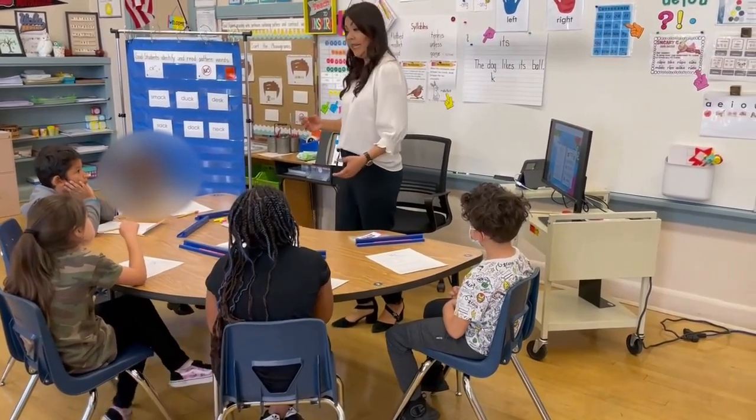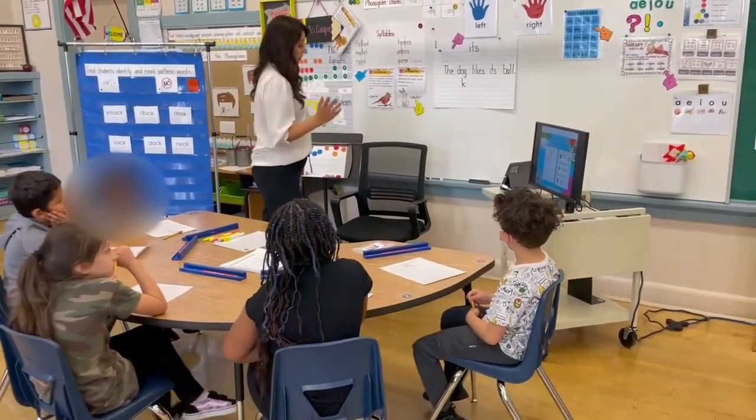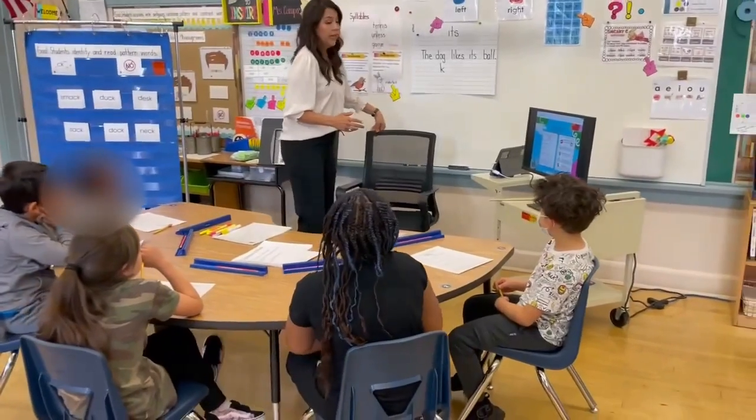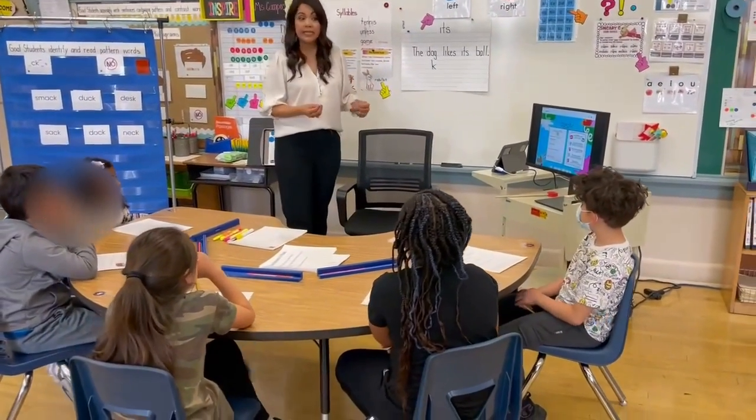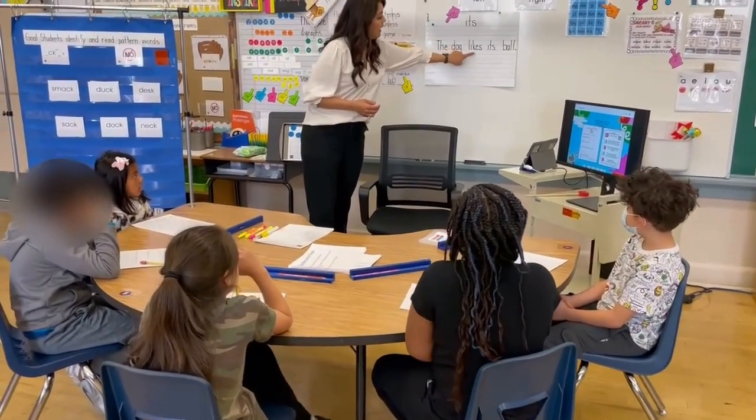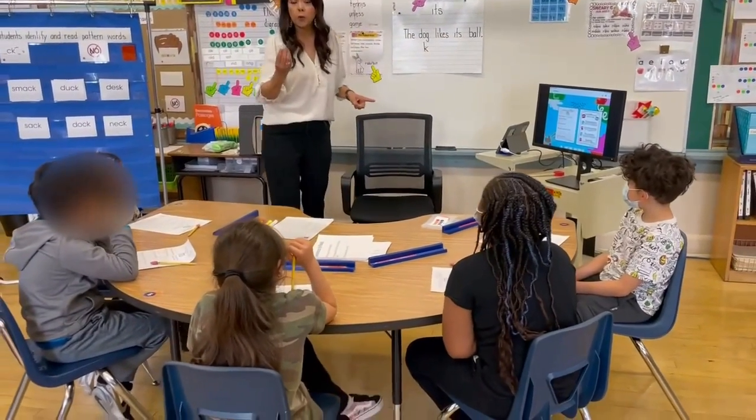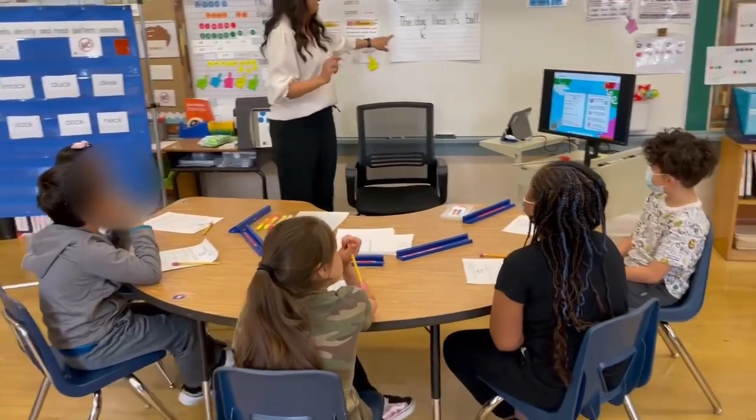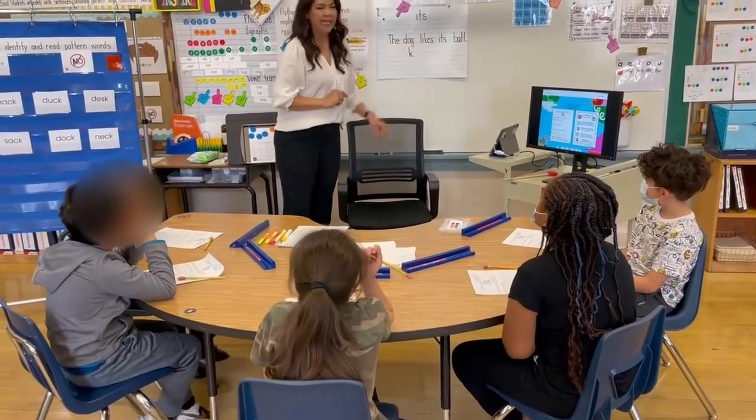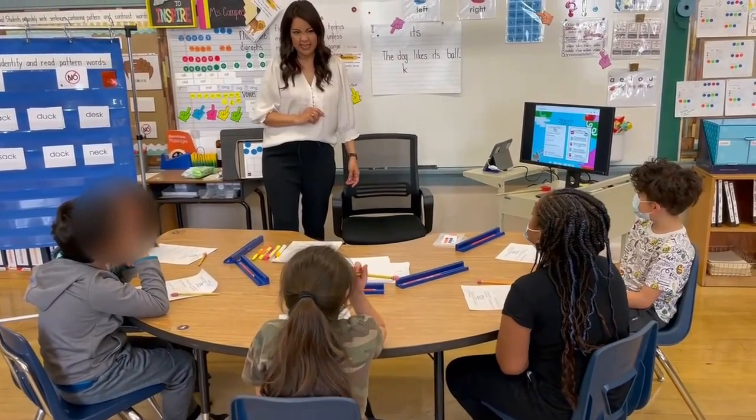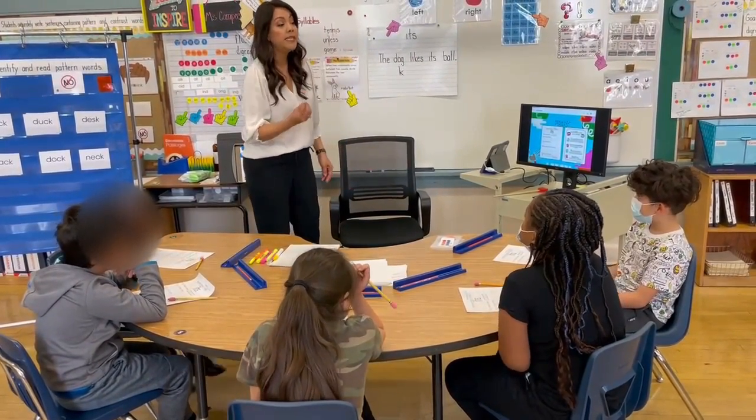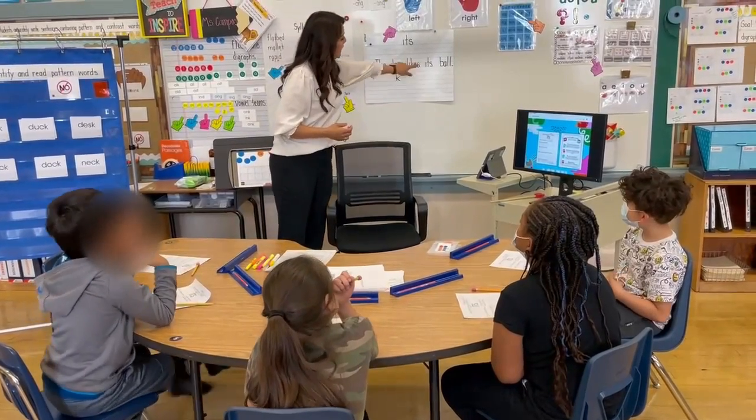Instead, this word its is not, like remember I said, it's not a contraction word. Instead, we call this a possessive. The dog likes its ball. The dog owns its ball. It wouldn't make sense if I said the dog likes it is ball, would it? No, that's why we call this possessive. The dog owns its ball.